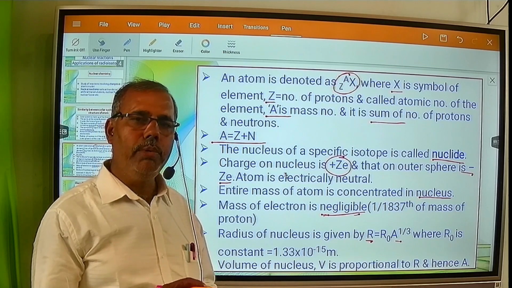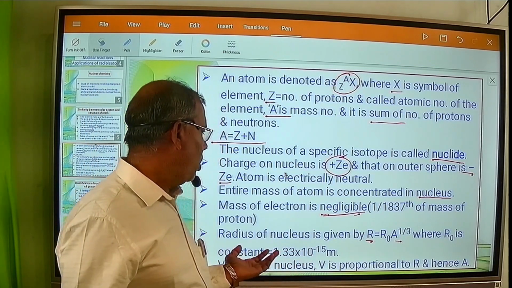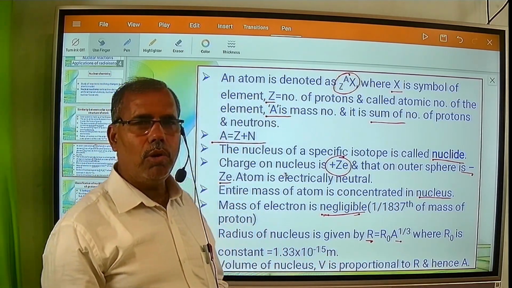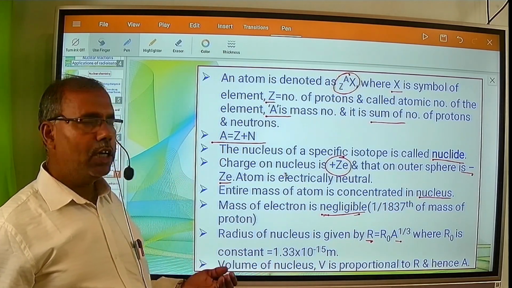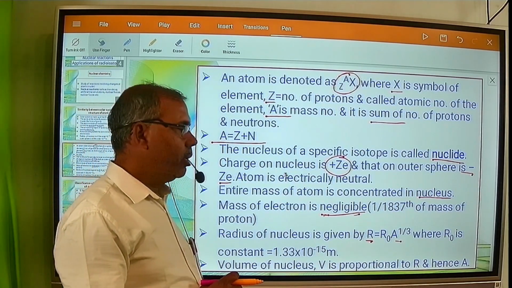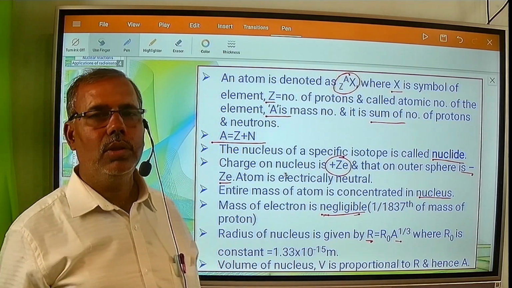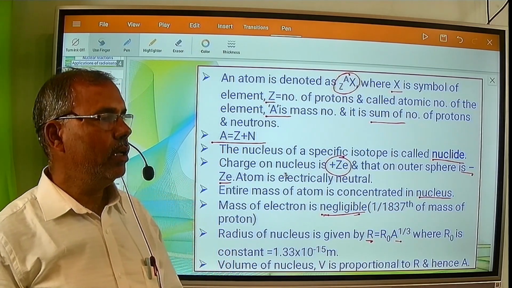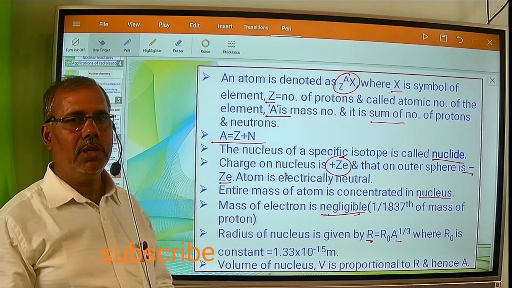So the volume will be directly proportional to the radius of the atom, or the radius of that nucleus, and hence A. That means the volume of the nucleus will also be directly proportional to A, that is the mass number or atomic mass of that nucleus. So that is about the similarity between the solar system and the atom, and also some information about the atom as well as the nucleus.